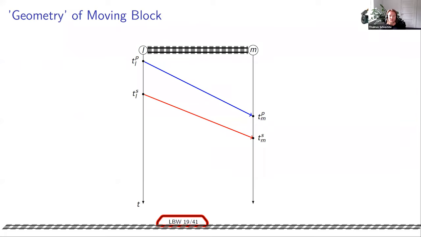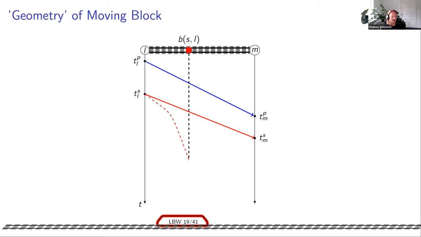But now coming back to the moving block definition. Here is an easy example. We have just an infrastructure from L to M, and we have a predecessor train in blue and a successor train in red. We have constant speeds, as you can imagine, if the lines are drawn like this. That's a classical time-space diagram. To find the minimum headway time, we assume at position L that the successor train brakes. This gives us the position where it comes to a full stop. This is the curve shown here.